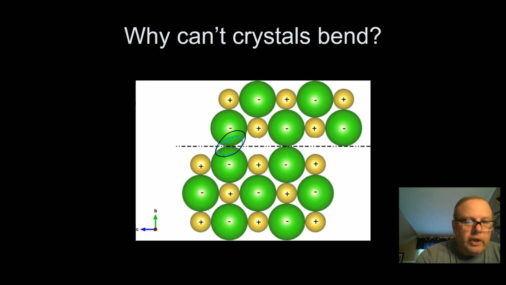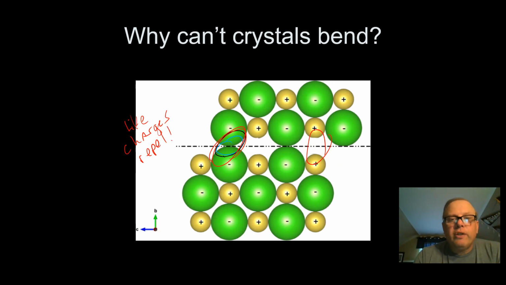Back to the red. Okay. You end up with this negative, negative, and positive, positive. That's not going to work. We know that like charges repel. So because like charges repel, this thing is going to come apart. That's why these things don't bend.